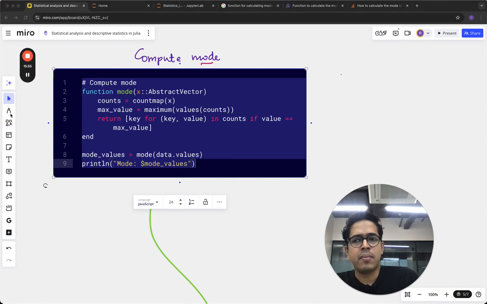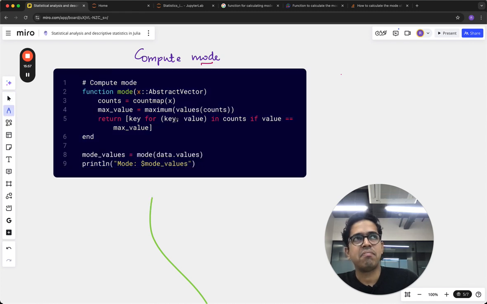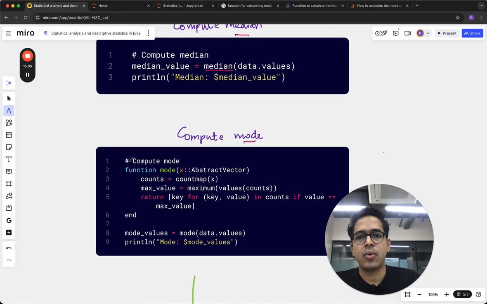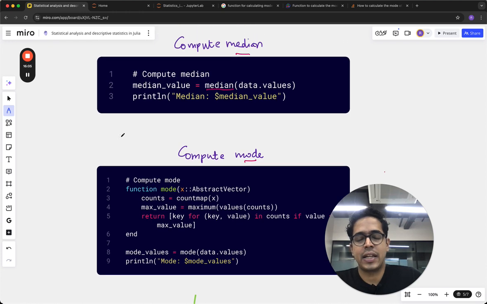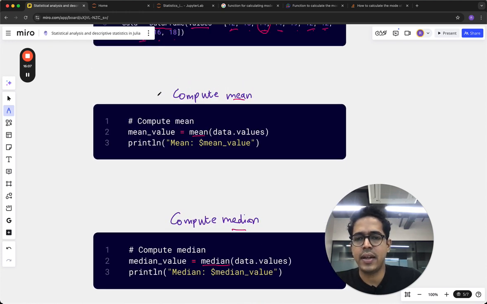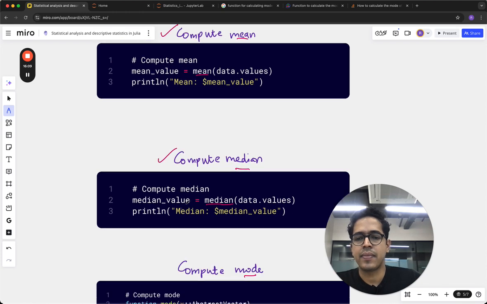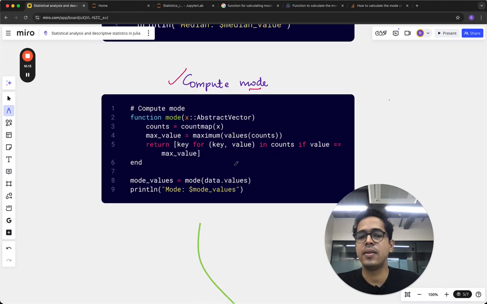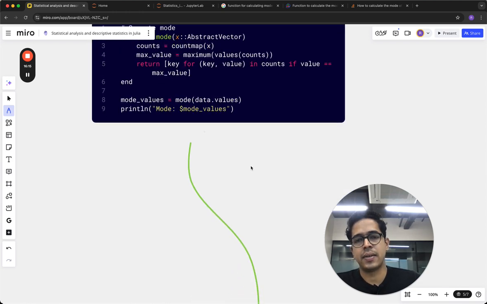In my opinion, mode is very rarely used. In fact, in none of the actual projects that I have worked on have I ever used mode. Mean is the only thing which I have actually used most frequently, but nevertheless it's good to see the logical implementation of mode without using the inbuilt function.